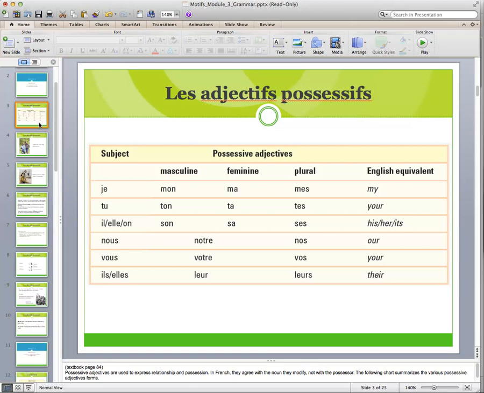The chart here is similar to the chart that's on page 84 in your book. We'll be coming back to this several times, but let me give you some examples that might help clarify.